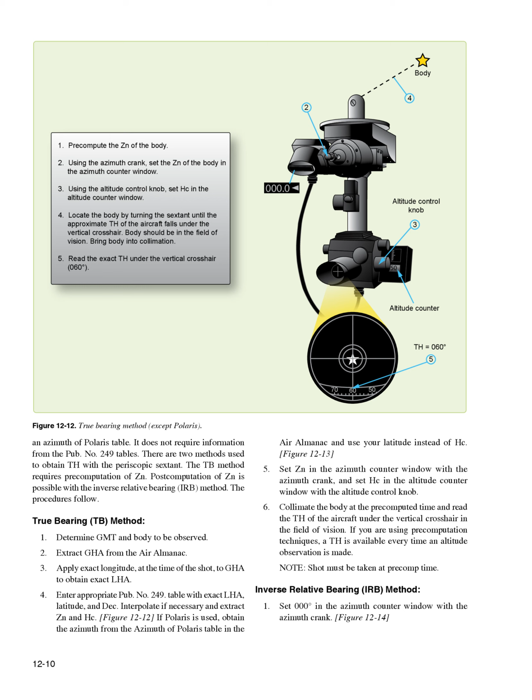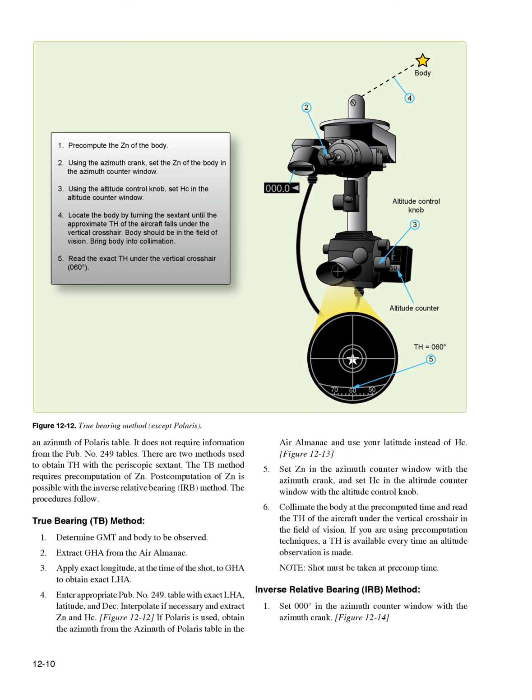There are two methods used to obtain TH with the periscopic sextant. The TB method requires precomputation of Zn. Postcomputation of Zn is possible with the inverse relative bearing, IRB, method. The procedures follow. True bearing, TB method. 1. Determine GMT and body to be observed. 2. Extract GHA from the Air Almanac. 3. Apply exact longitude, at the time of the shot, to GHA to obtain exact LHA.